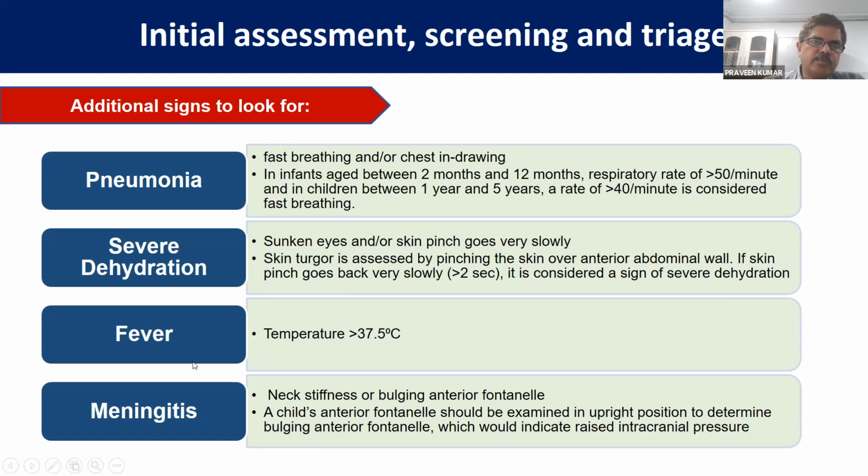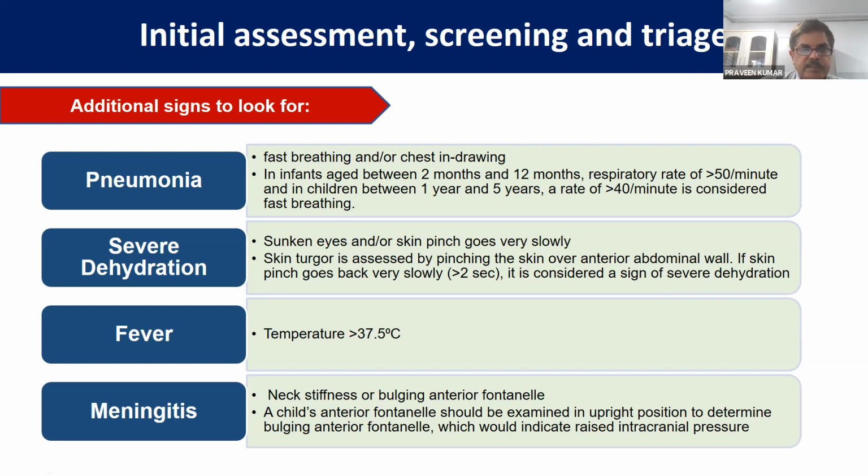The next common problem is fever. If the child has fever, then this indicates there is some form of infection. This may be viral, bacterial, or fungal. So one has to identify the cause, but definitely if there is a fever which is lasting, and if it is more than 37.5, then we have to look for the cause.